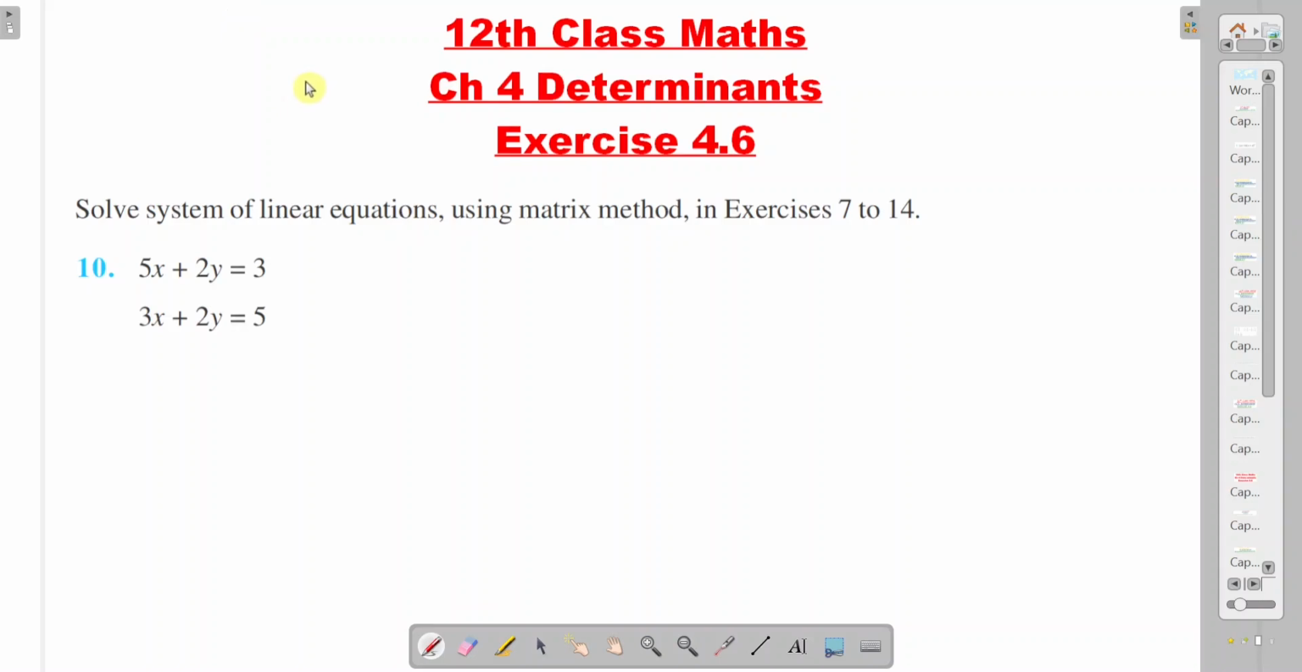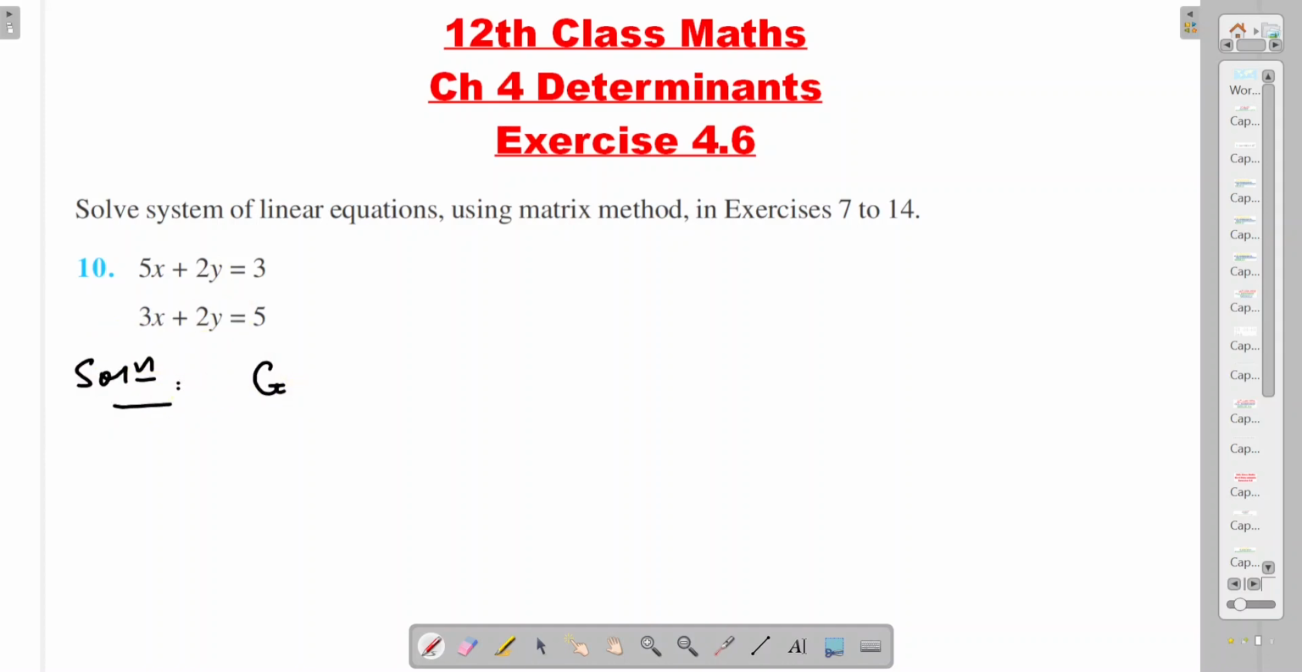In this video we will solve problems 10, 11 and 12 of exercise 4.6 of chapter 4, determinants, of 12th class maths. Here the question is: solve the system of linear equations using the matrix method. So we have to solve for x and y here. Let us start with the 10th one, solution.